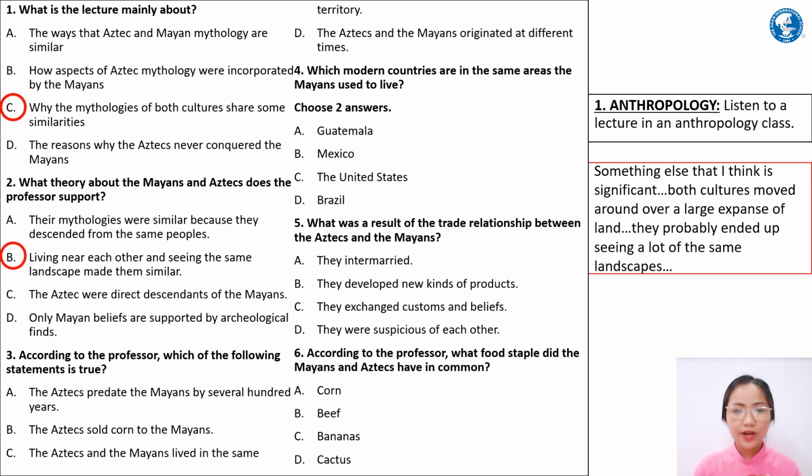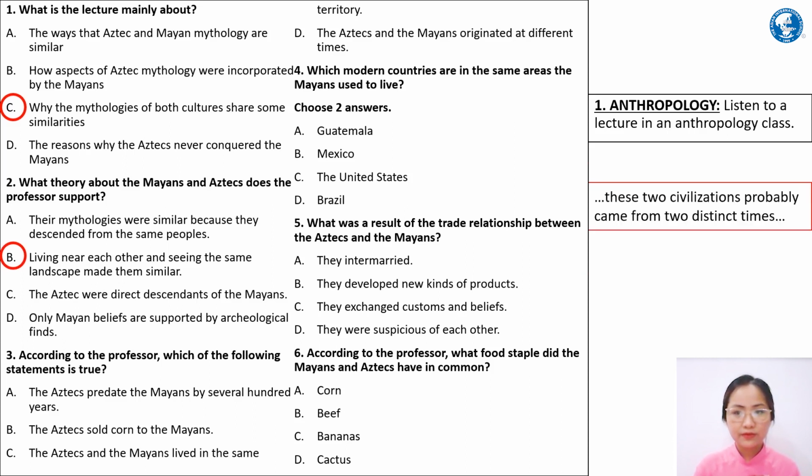Next, according to the professor, which of the following statements is true? These 2 civilizations probably came from 2 distinct times. So distinct, it means different. So the answer is D.